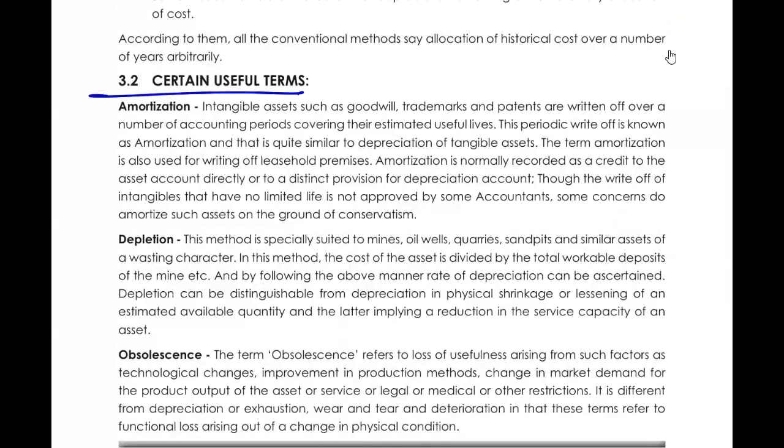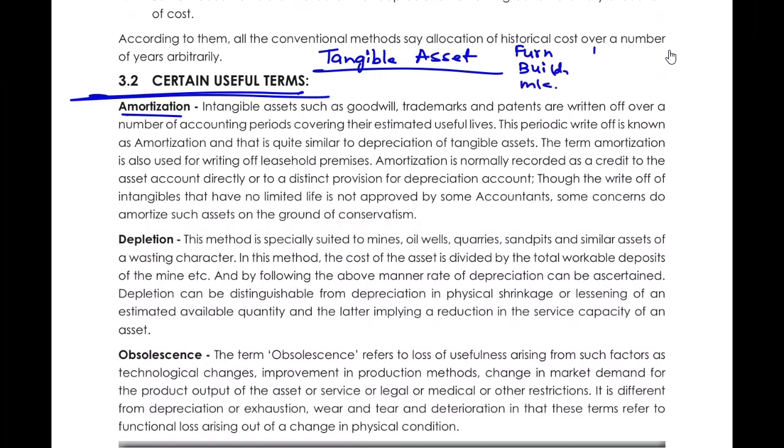There are some useful terms which we say. First is amortization. For any tangible asset, what is a tangible asset? We have covered in the first chapter: which you can see, which you can touch. For example, furniture, buildings, machinery, plant, car, bike, etc. Everything you can see and touch.